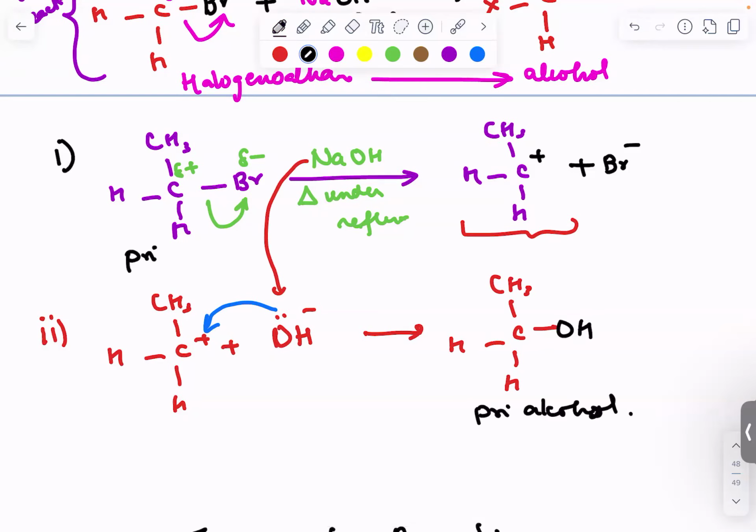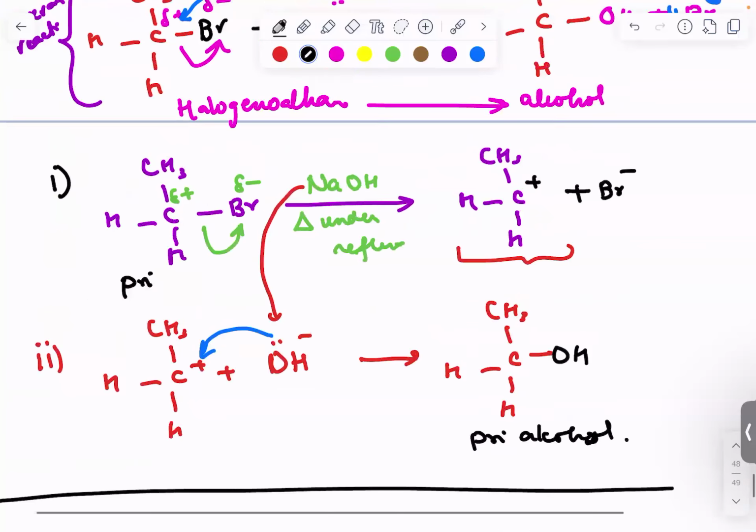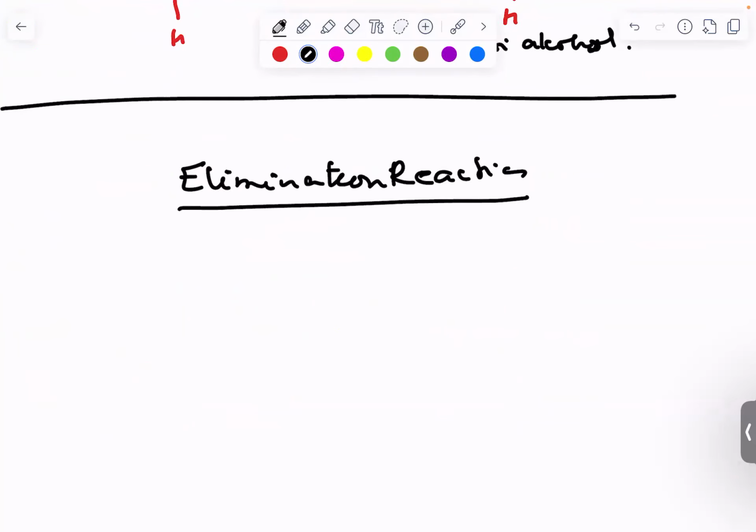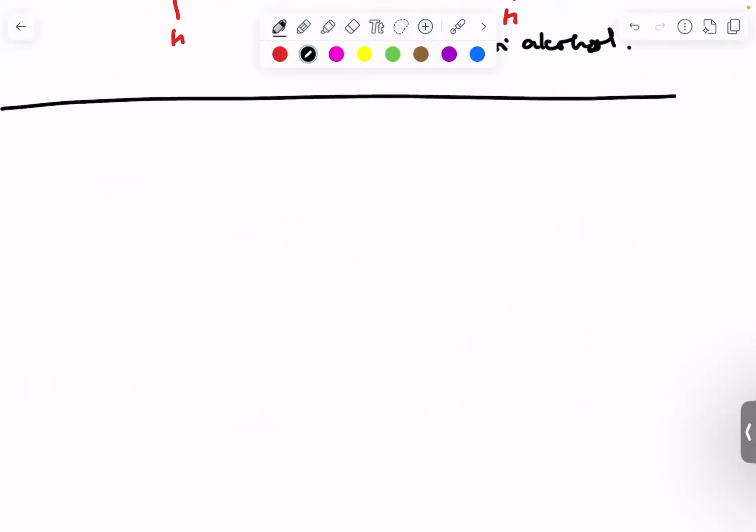Now, this is the end. I'm repeating again and again. This is the mechanism. Let me write mechanism here. Mechanism of the above reaction. Now, the second one, elimination reaction. Sorry, no, not elimination. I should better rub it.